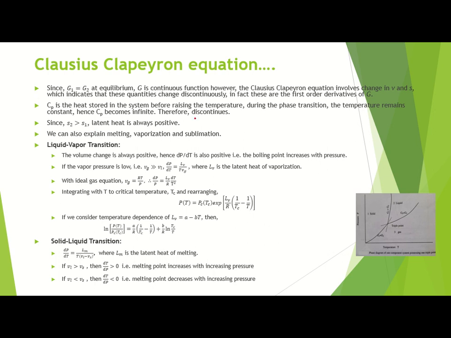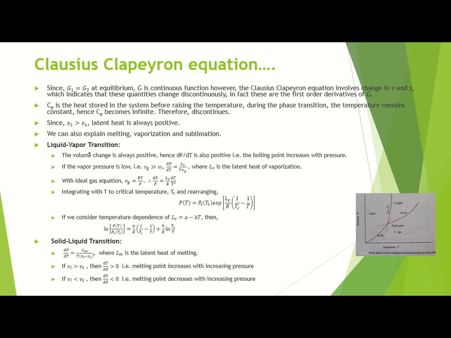So we understand that latent heat is always going to be a positive quantity, which is T times S2 minus S1, and S2 is always going to be higher because the entropy never, for an isolated system at least, the second law tells us that entropy will never decrease. So therefore S2 is always going to be large. So let's look at the liquid vapor transition.